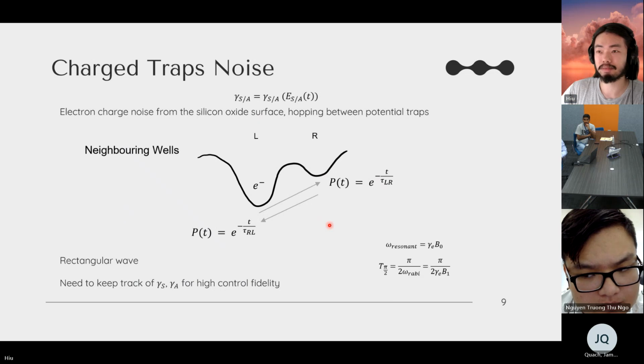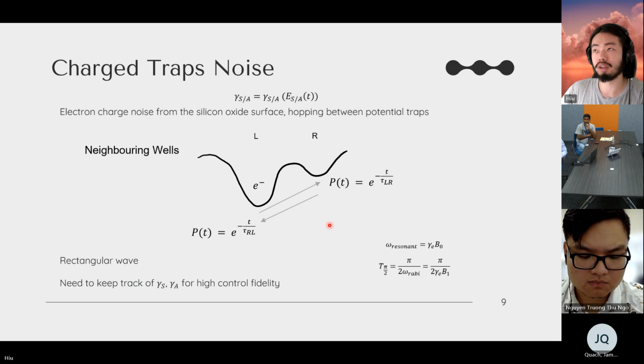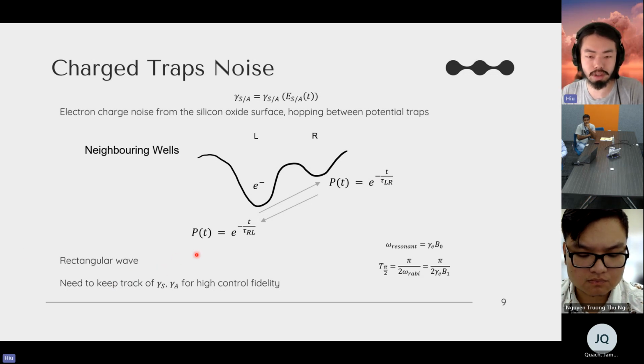What's the significance of this slide? What's the point of talking about this? I never understood this part. It's to justify the rectangular wave, I guess. I could find a paper where they talk about where the charge noise comes from.